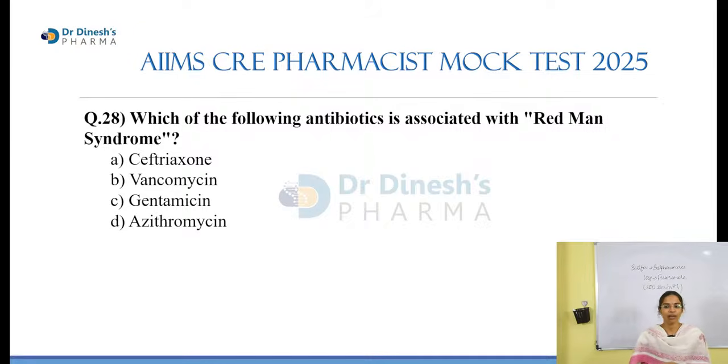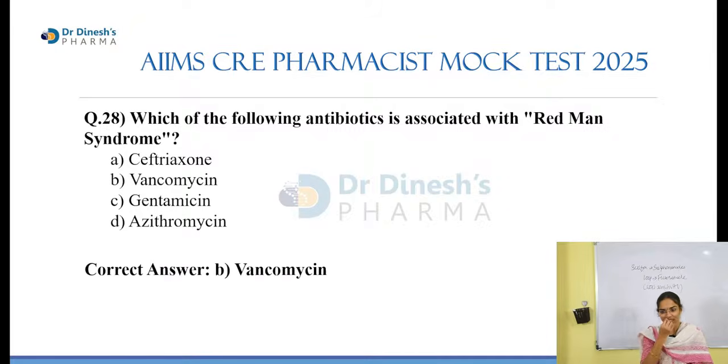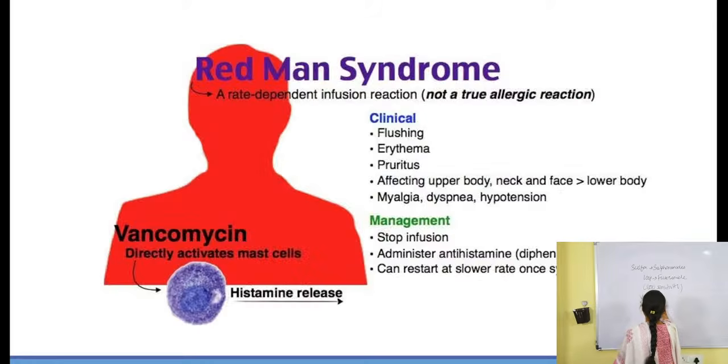Which of the following antibiotics is associated with the red man syndrome? Okay, so it is a most common, important question, and what is the drug that is associated? Vancomycin. Okay, the right answer is vancomycin. So, this red man syndrome is also known as vancomycin flush syndrome.